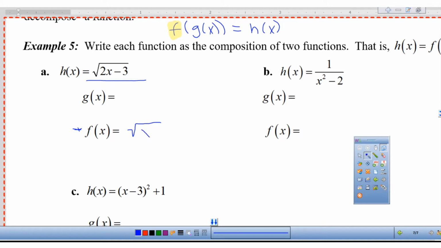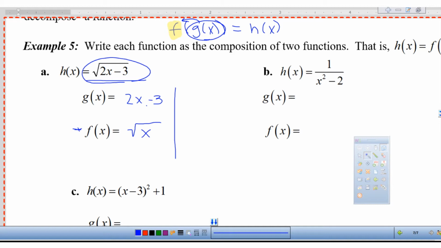So if I put an x there, and I remove the x and put something in, and I had to end up with that, can anybody tell me what it would be? What would I have to put in place of that x? Talk to me. 2x minus 3. See, some people are like, well, I get that. Okay, so I took my g of x right here, and I plugged it into my f of x. So I took that, plugged it in, and I got it.